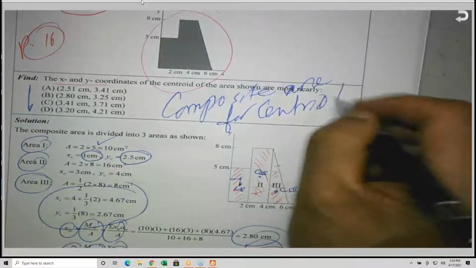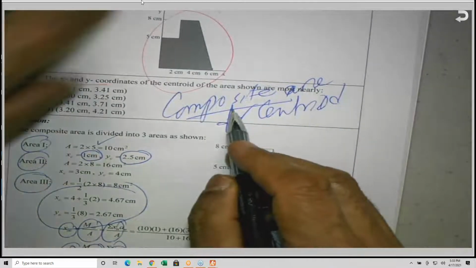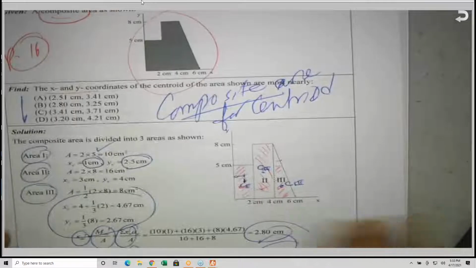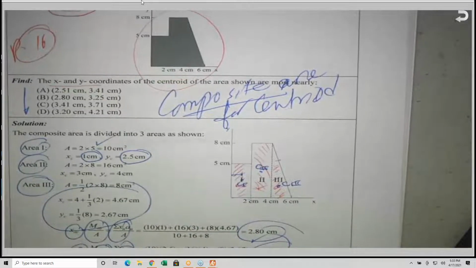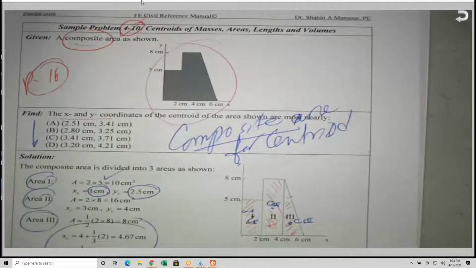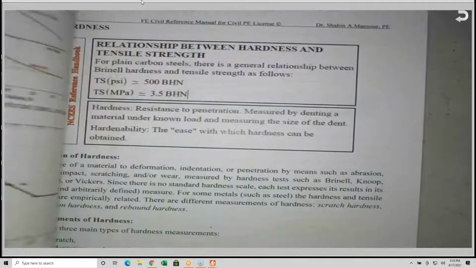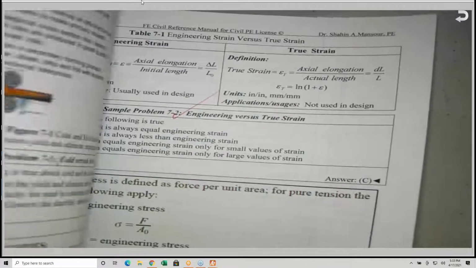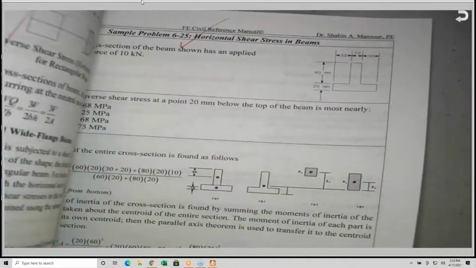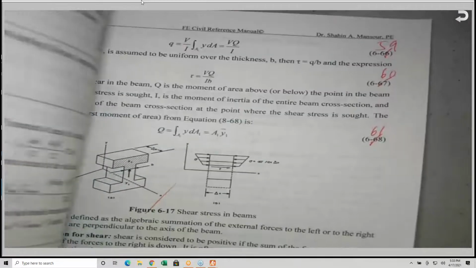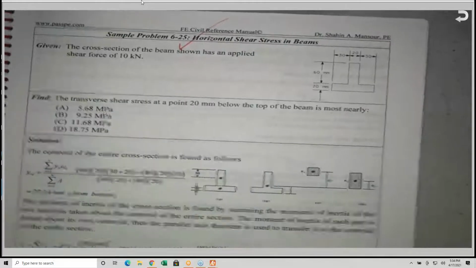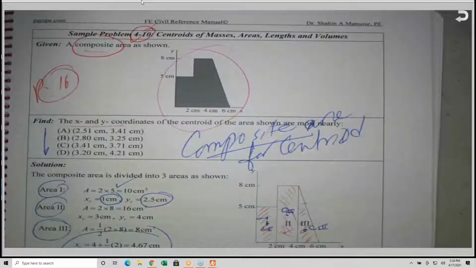The word composite will be shown again, by the way. I don't want you to mix up composite area and composite materials. Composite materials we're going to see later on in the mechanics of materials, when we have 2 different materials. Let me wait until we hit it.